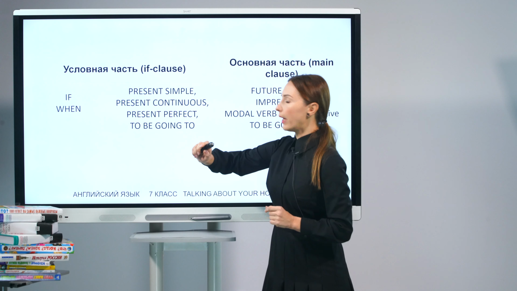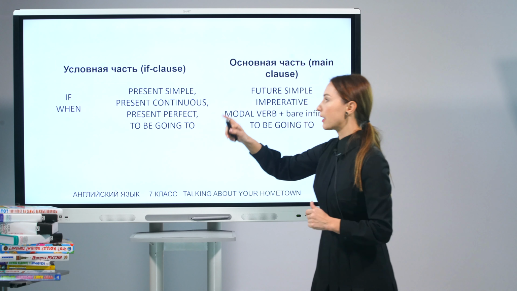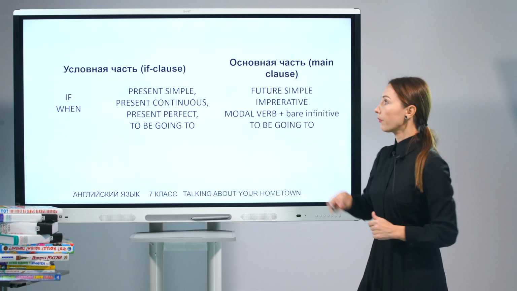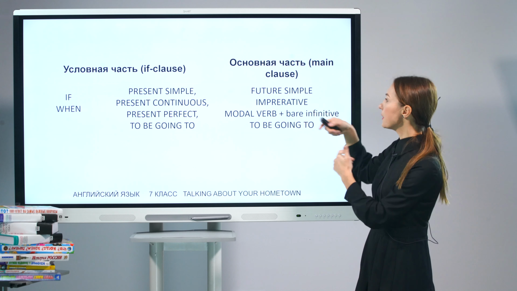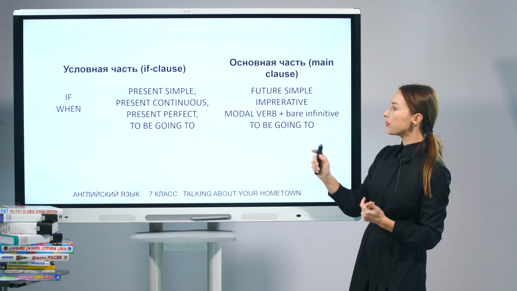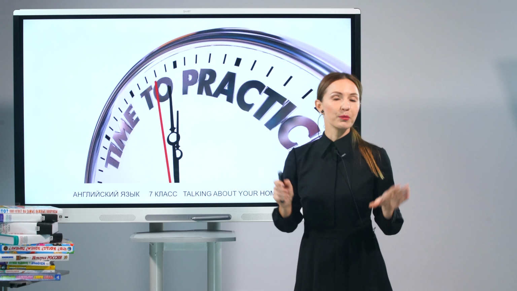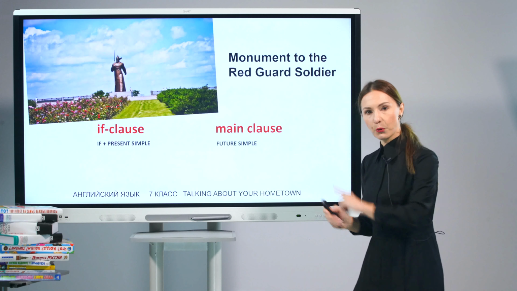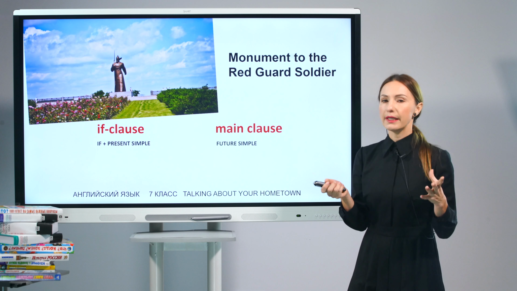We'll summarize one more time. After if or when, you can use present simple, present continuous, present perfect, or to be going to. And in the main clause, you can use future simple, imperative, modal verbs, and to be going to. And now, guys, it's time to practice. Look at the whiteboard and think about your examples, your phrases.